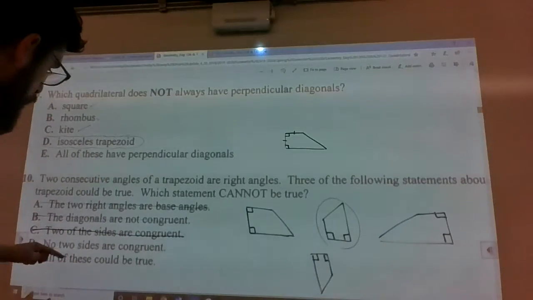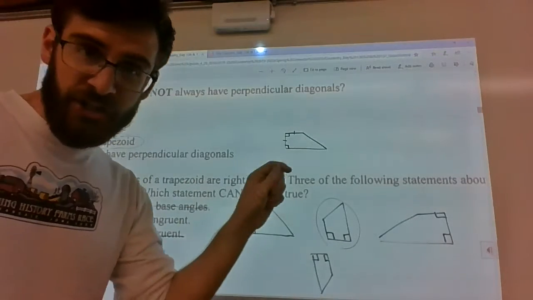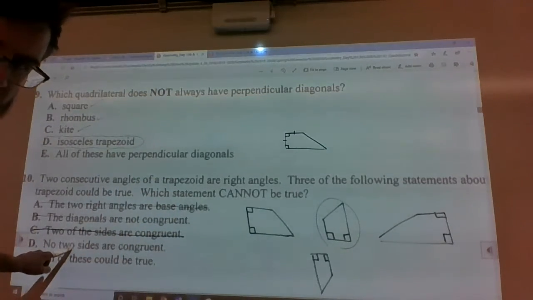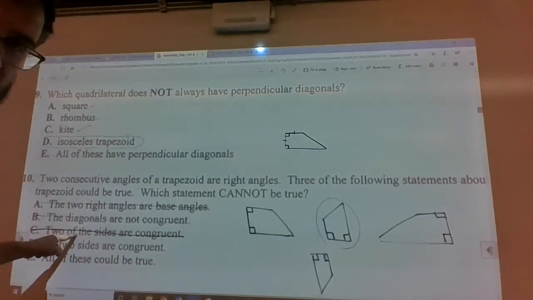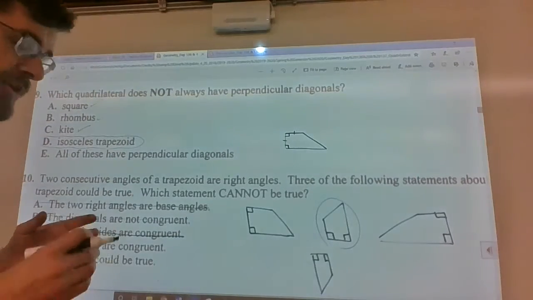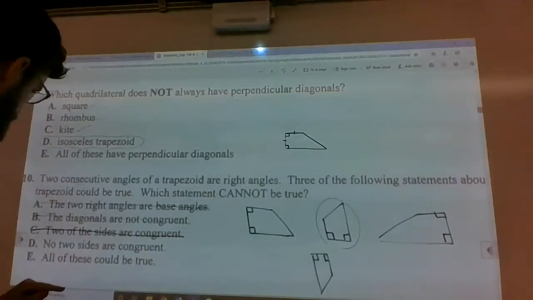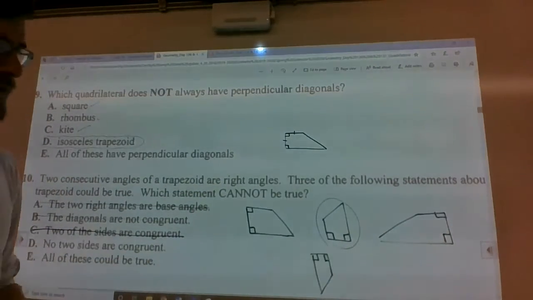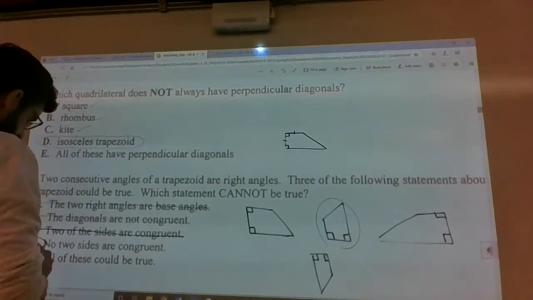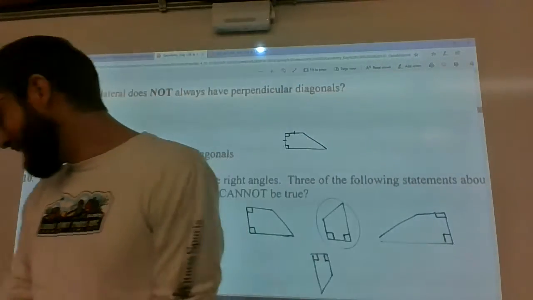And then letter D, no 2 sides are congruent, is basically trying to contradict the statement I just checked off the list as, yeah, that could happen. So, if this is the opposite of that, then that makes it true. It means, which statement cannot be true? It cannot be true that there are no 2 sides that are congruent, because I just showed a situation where 2 sides are congruent. It's letter D.